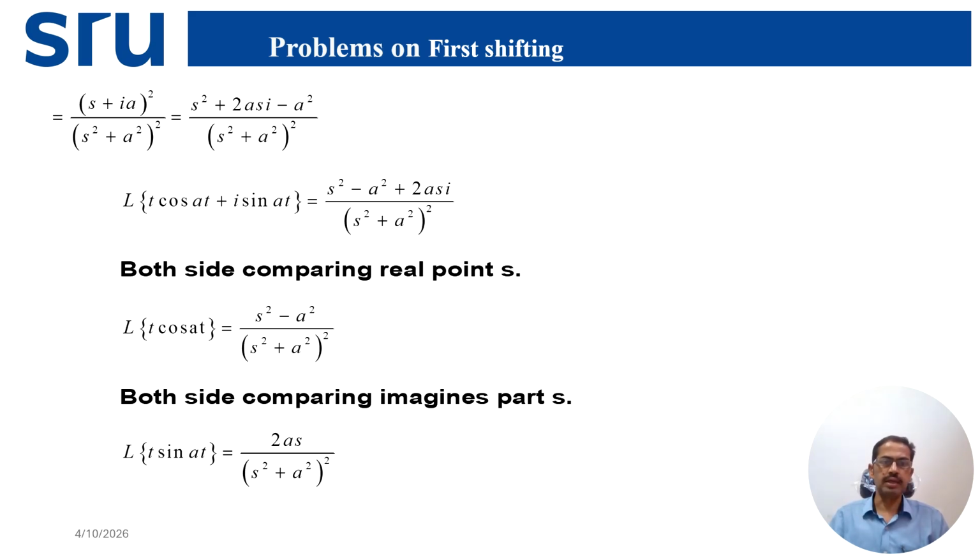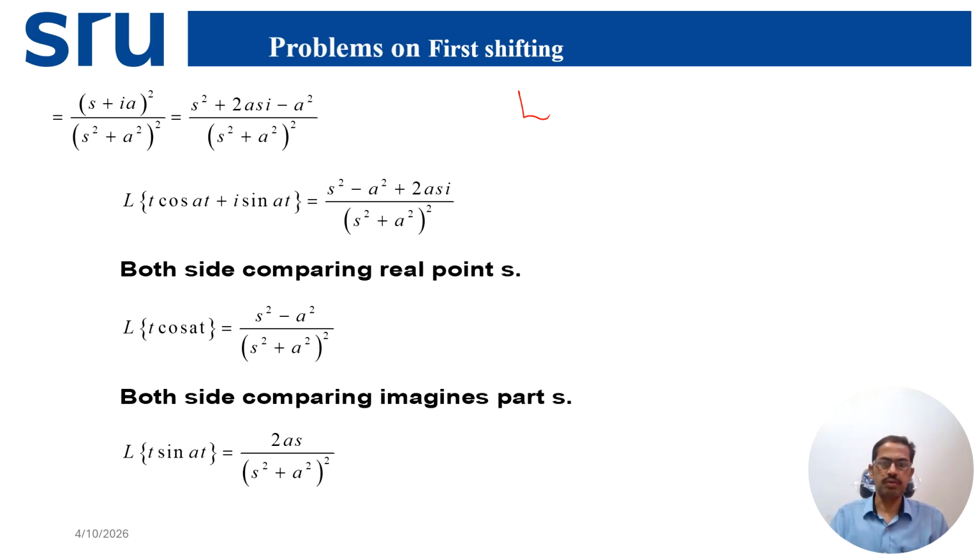We get e^(iat) into s square, 2asi, minus a square, over (s square plus a square) whole square. Just use the identity a square minus b square is (a plus b) into (a minus b). So here we have t cos at. Then what is e^(iat) here?